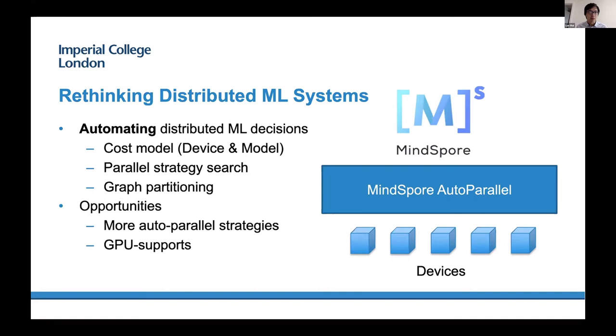I think MindSpore is exploring a very good direction: they try to automate some of the critical decisions when people are doing distributed machine learning. For example, in their system they have a layer called auto parallel. In this component, they have a cost model where they can monitor the device utilization and also measure some features of the models. Based on the estimated cost, they have a pool of parallel strategies, and they can do dynamic programming to find a good parallel strategy. Then based on the strategy, they can partition the graph and run it on parallel chips.